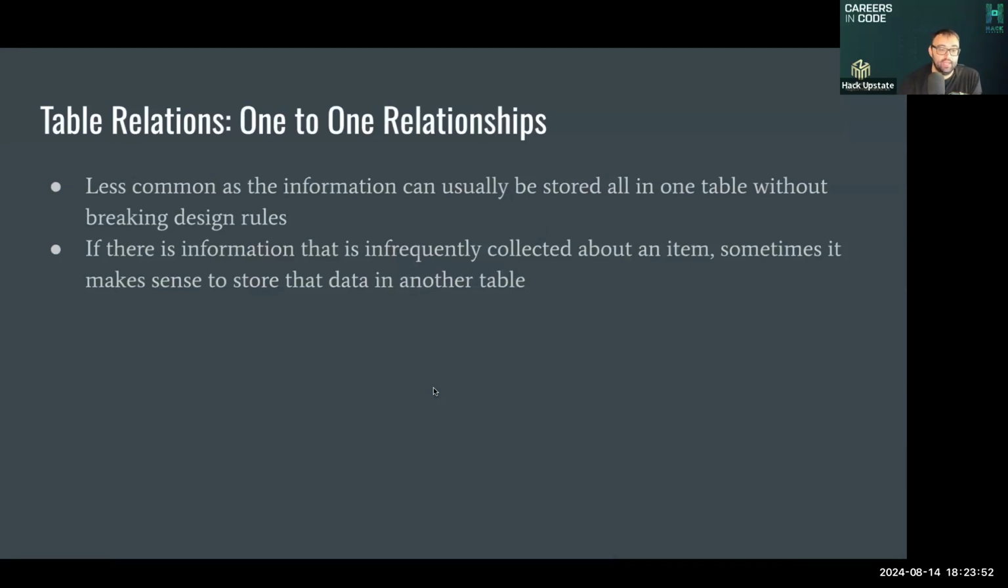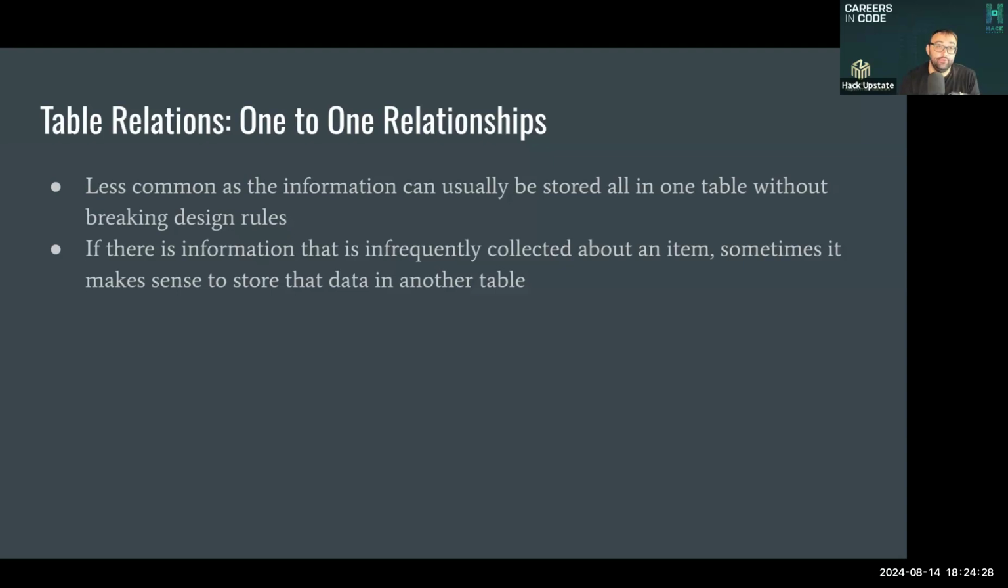One-to-one relationships are less common, but not totally unheard of. We normally don't have one-to-one relationships because when we do, we're able to merge the 2 tables down into the 1 table. However, if there's information that's infrequently collected about the item, sometimes it makes sense to store that data into another table. So a one-to-one table is something as simple as, hey, I have a customer and a customer is only ever allowed to have one address. But we don't need to access their address information very frequently.